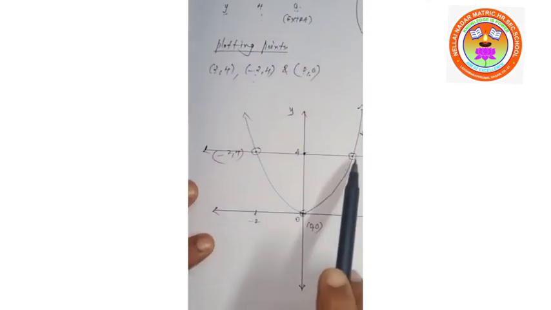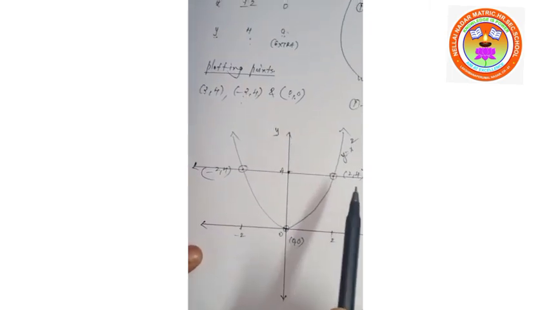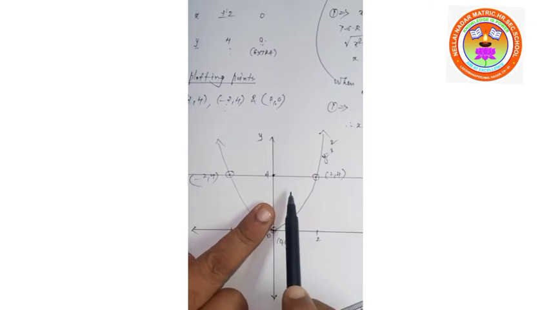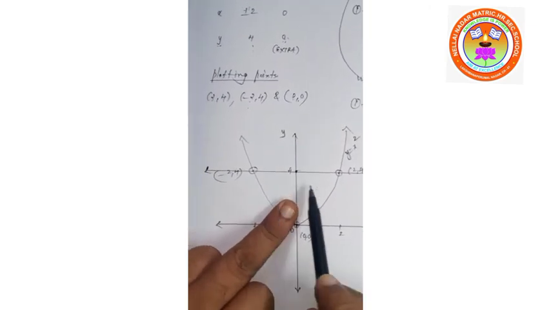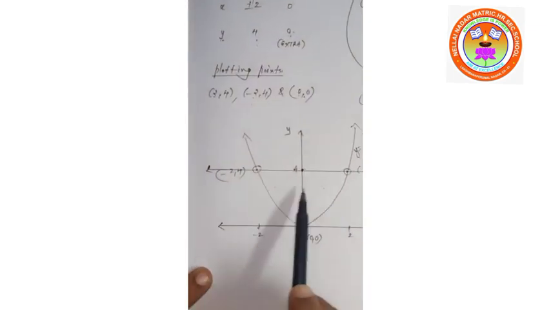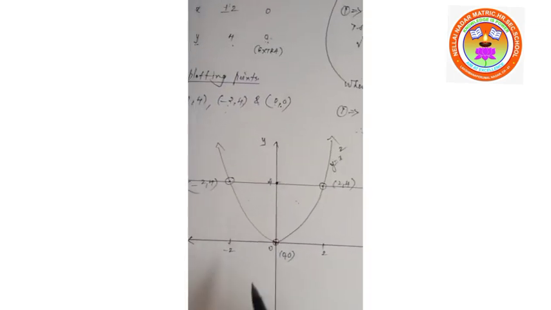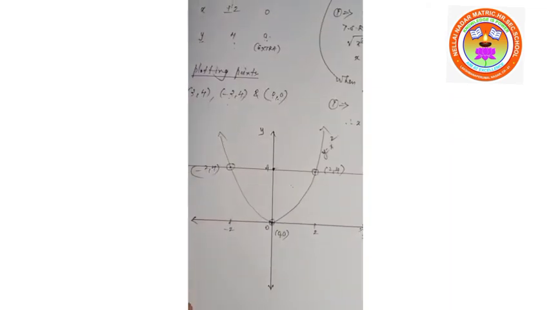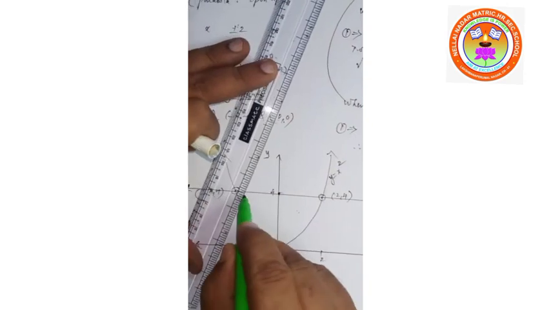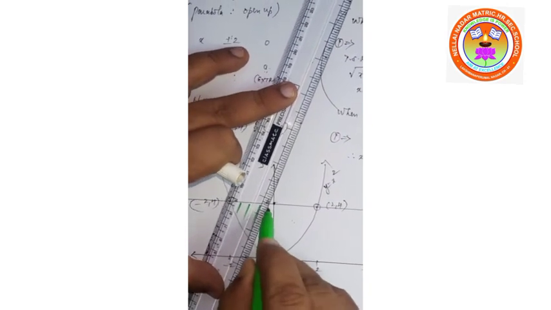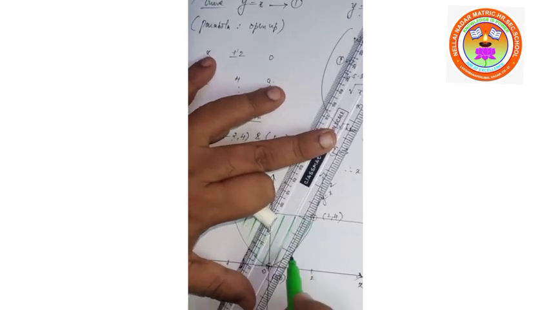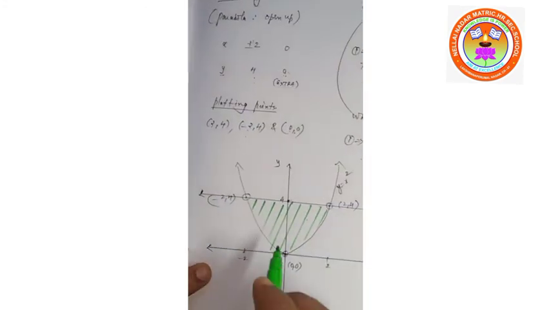Here you are not given any axis, so this is the closed region. Suppose you are given a y-axis, you have to find this area or that area. You can find any one of them. Since you are not given any axis over here, you have to find both the closed regions.